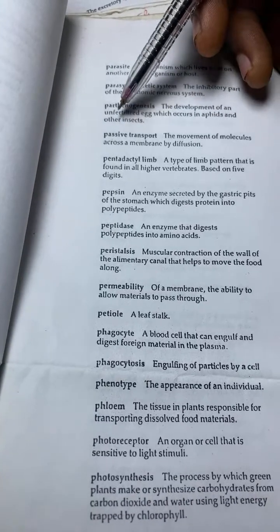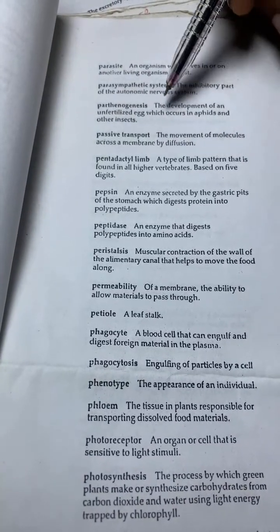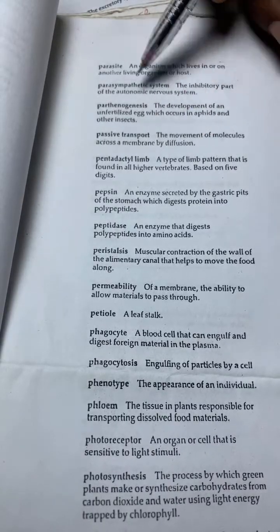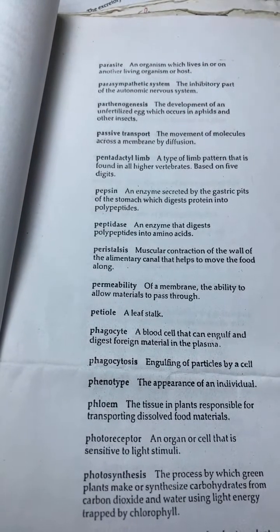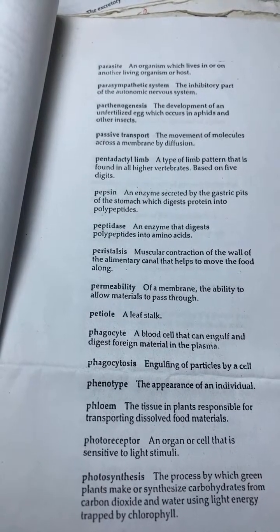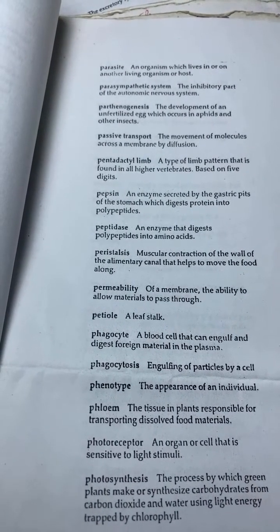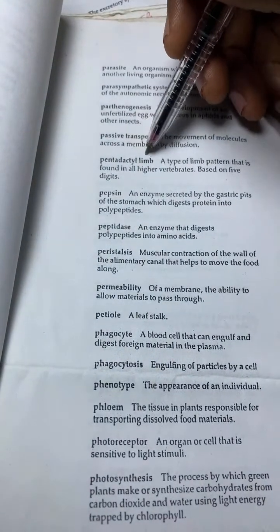We have passive transport. Passive transport, we're saying, is the movement of molecules across a membrane by diffusion. Passive movement of molecules across a membrane by what? By diffusion. The process is what? Diffusion.